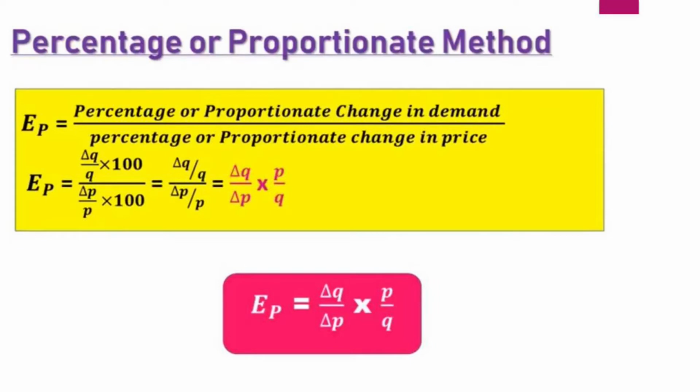So the formula here for price elasticity of demand is written as EP is equal to percentage or proportionate change in demand divided by percentage or proportionate change in price. This can be written as an equation: price elasticity of demand is equal to change in quantity divided by quantity into 100, divided by change in price divided by price into 100, which is equal to change in quantity divided by quantity divided by change in price divided by price.